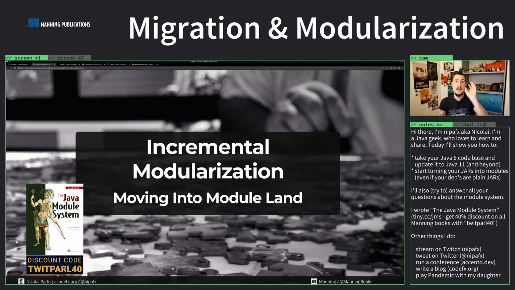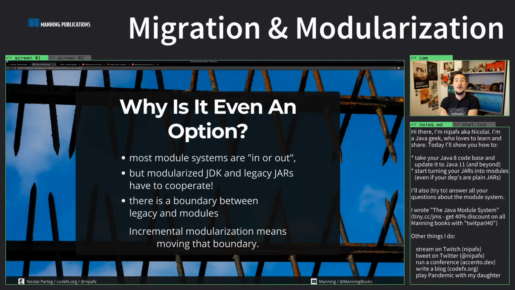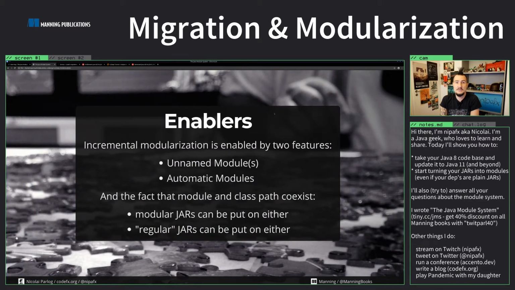Okay, so once again, you have jars already. We're just going to turn jars into modules. That's all I'm going to do. And why is that even an option? Because with most module systems, you can't do that. Either everything is a module or nothing is a module. But we already covered that. There is this unnamed module thing which helps you with that. But there's something else, which is called automatic modules. And we're now going to see how these two mechanisms, unnamed module and automatic modules, help you with incremental modularization. And this is based on a very specific thing that I did not really discuss.